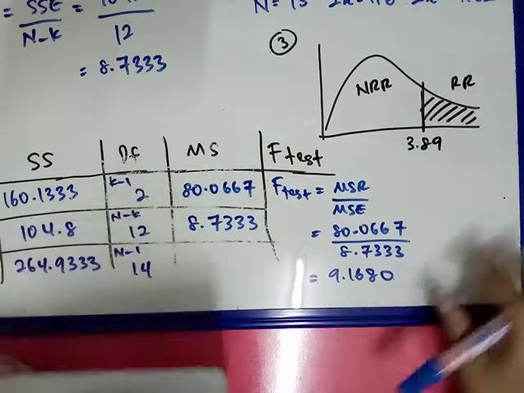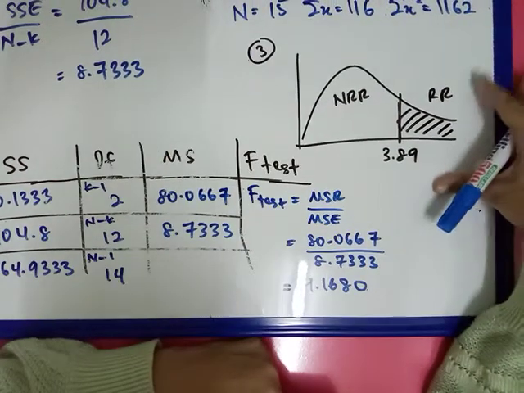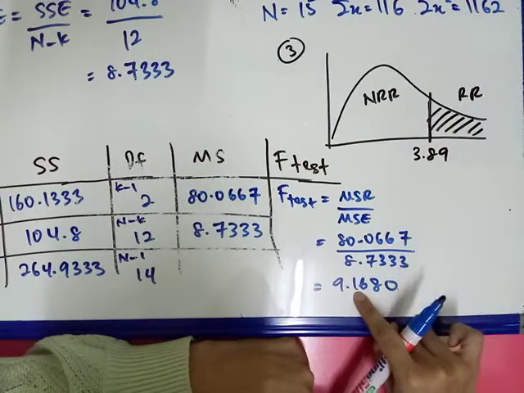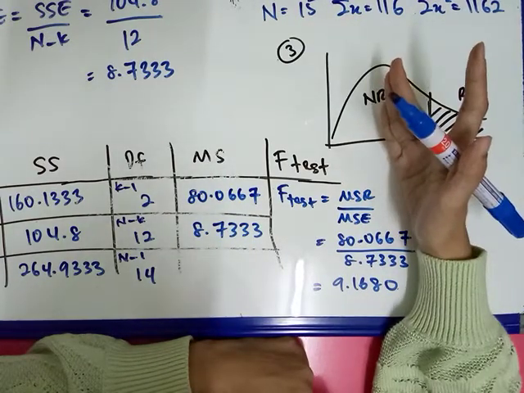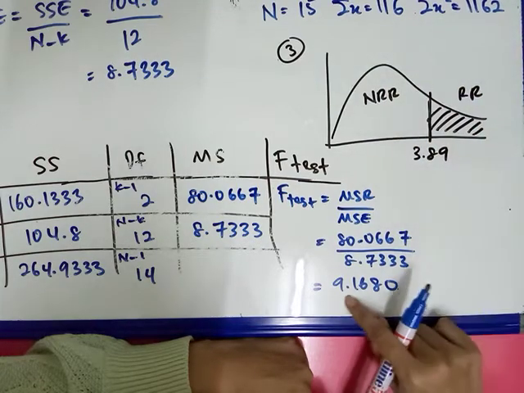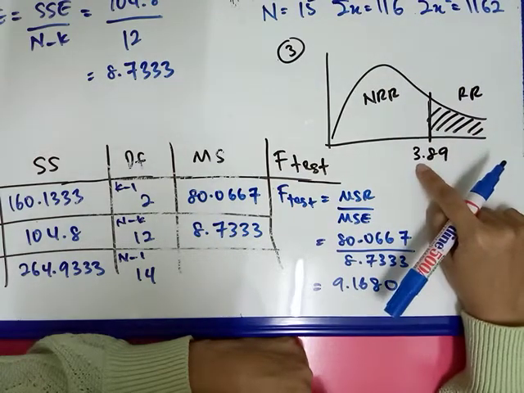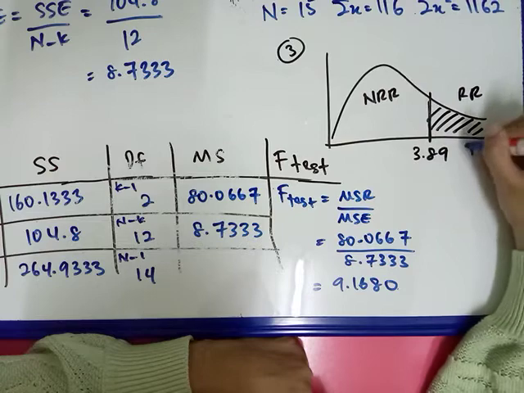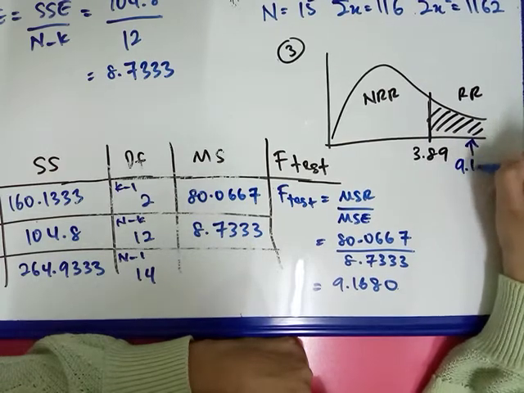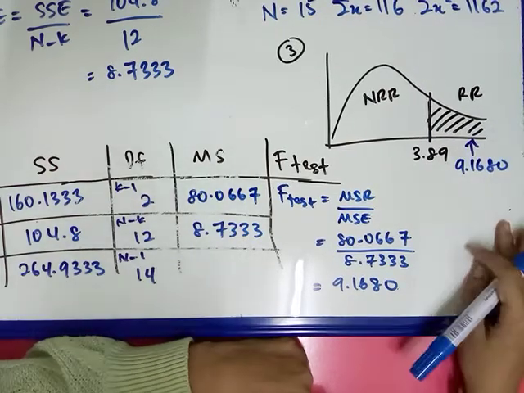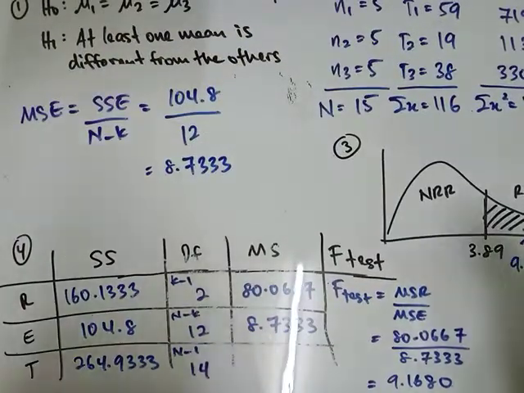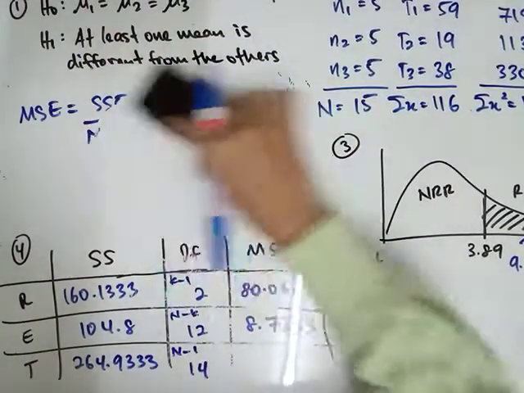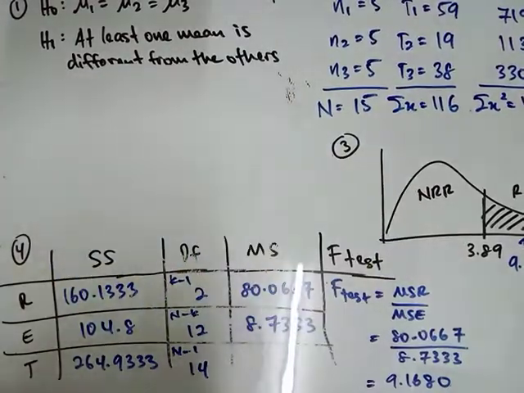Okay, and then refer pada graph. 9.1680, it is in RR position or NRR position? Okay, 9.16 is more than 3.89. That means it is in RR position. So what is meant by RR? Okay, step 5, you need to make the conclusion. RR means reject H naught.